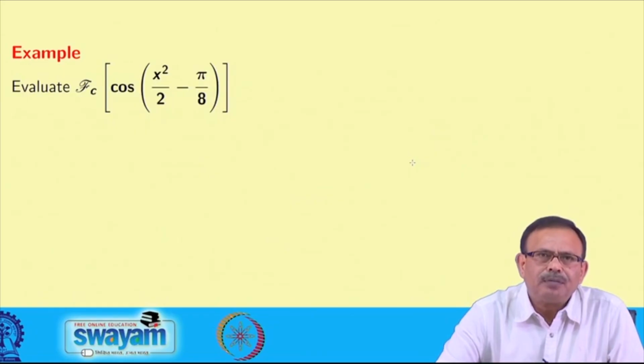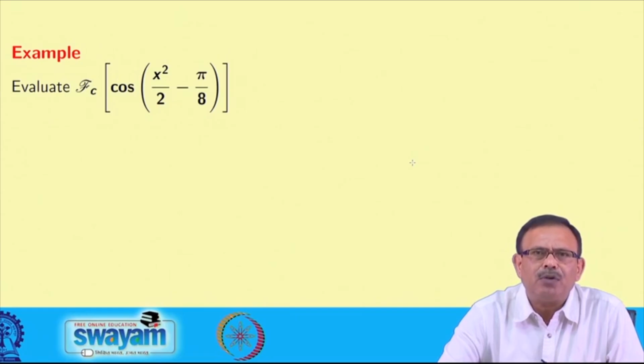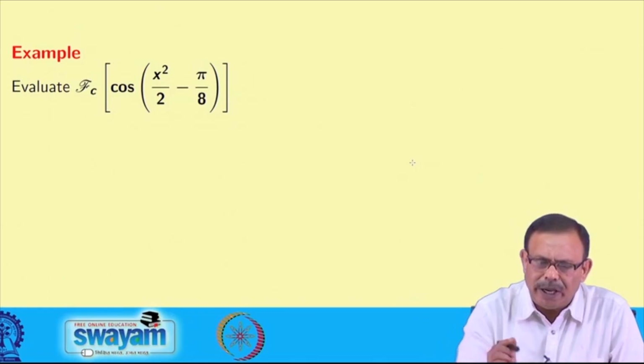Let us see some example. We want to evaluate the value of this Fourier cosine transform of cos of x square by 2 minus pi by 8. Again, please note that whenever I try to solve this particular problem, I can do it directly. That is root over 2 by pi, 0 to infinity, cos of x square by 2 minus pi by 8 into cos alpha x into dx. But instead of that, let us do it in some other way, where we will use various properties, and we will try to find out the Fourier cosine transform of this cos function, cos of x square by 2 minus pi by 8.